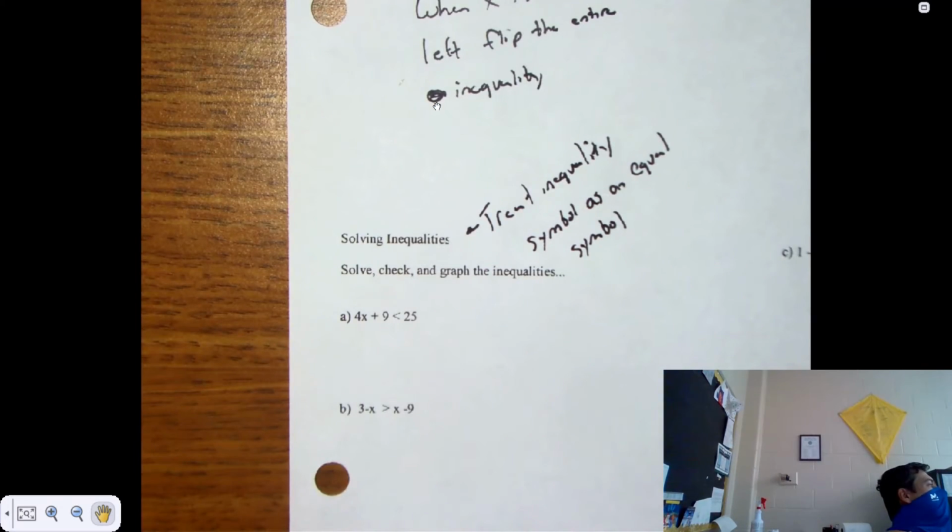There is one thing we'll add in when we get to it. But the first example doesn't require that. Just treat that inequality symbol as an equal symbol. Just do what you would always do.